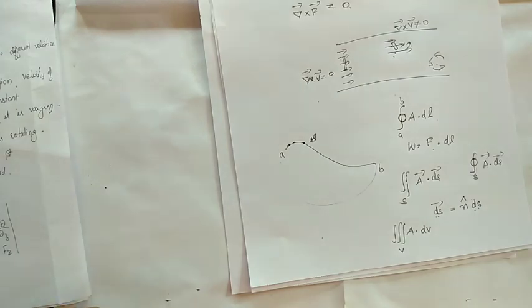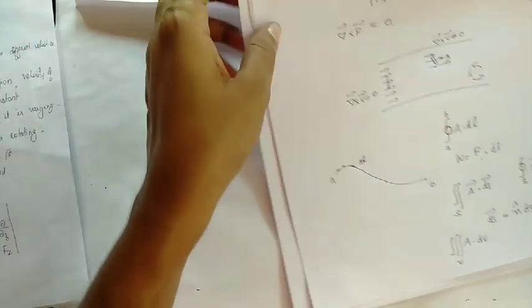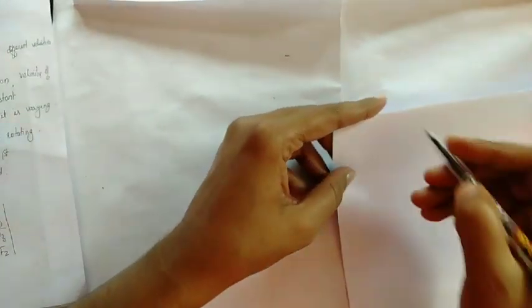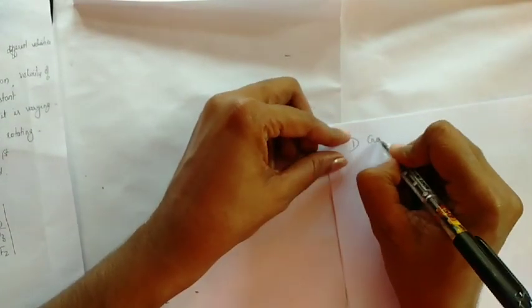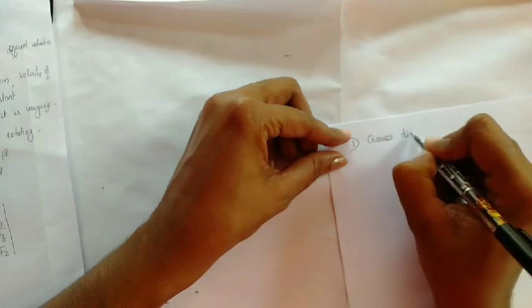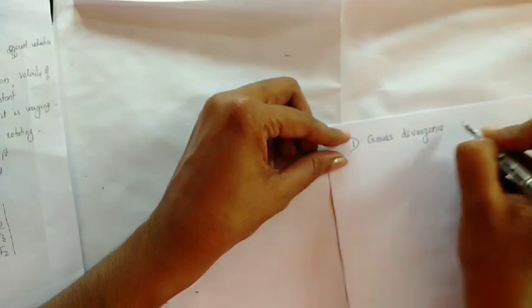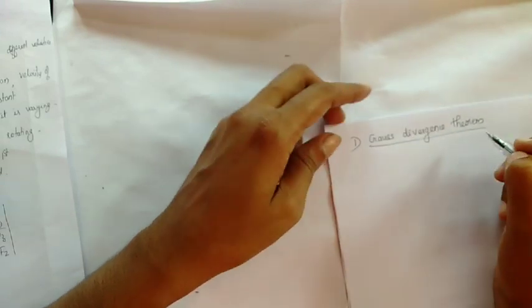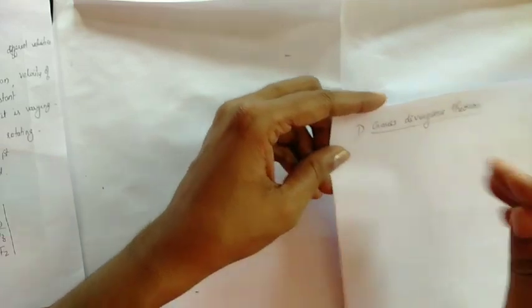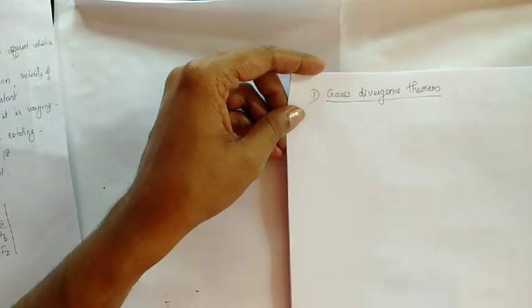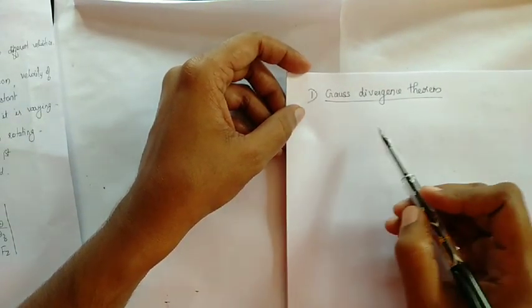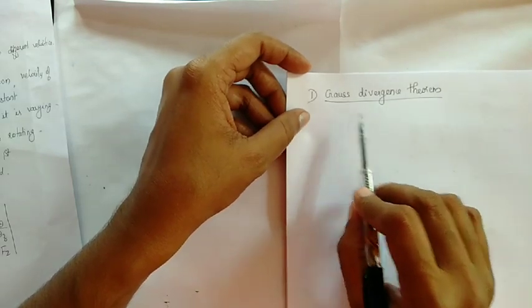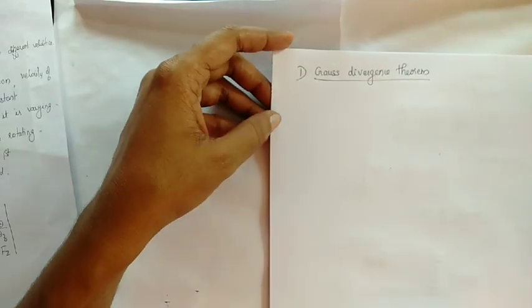Now we have to discuss two important theorems in electromagnetism. First one is Gauss divergence theorem and second one is Stokes theorem. So first is Gauss divergence theorem. These two theorems are very important because as we move on to Maxwell's equations and their derivations, these theorems are very significant.